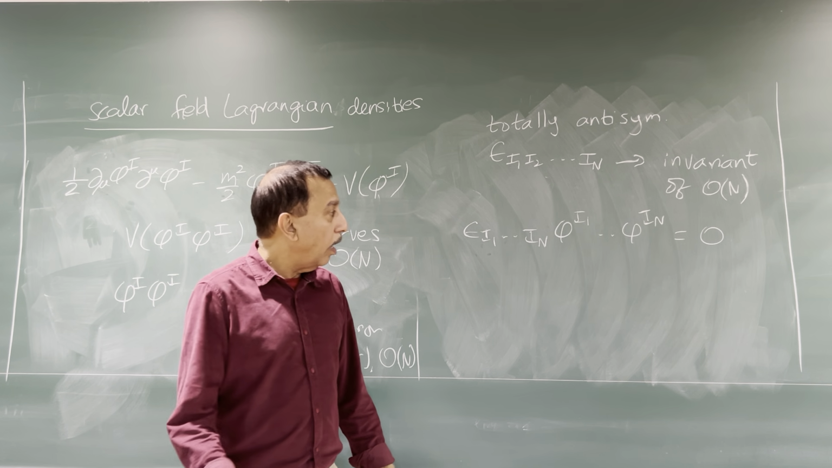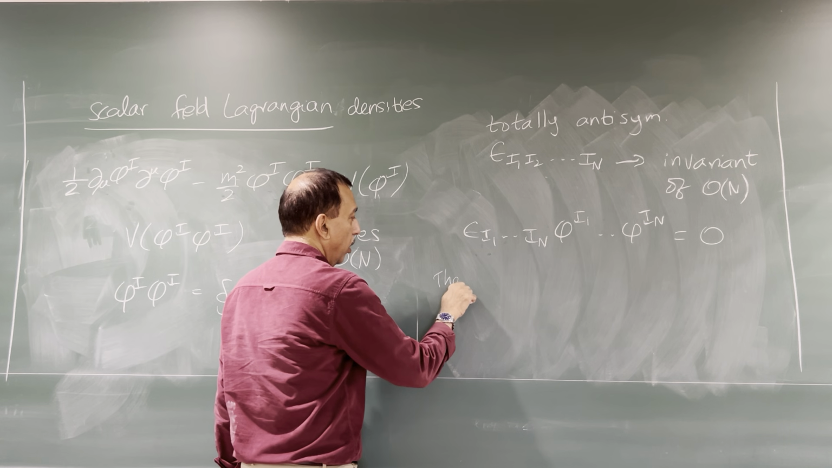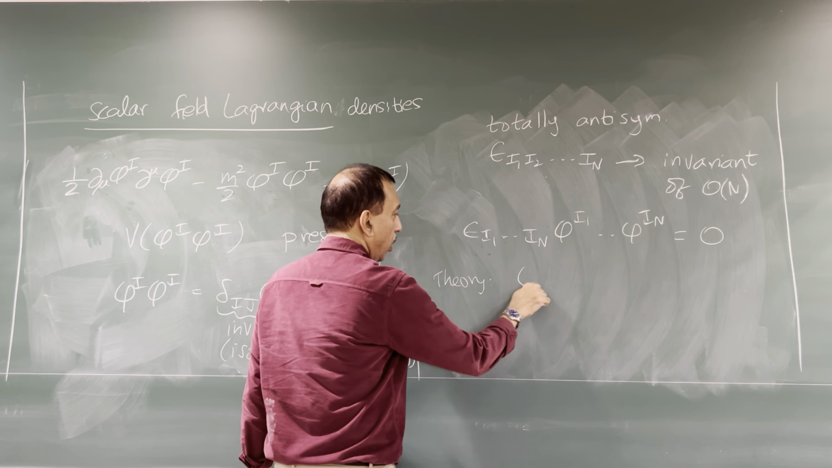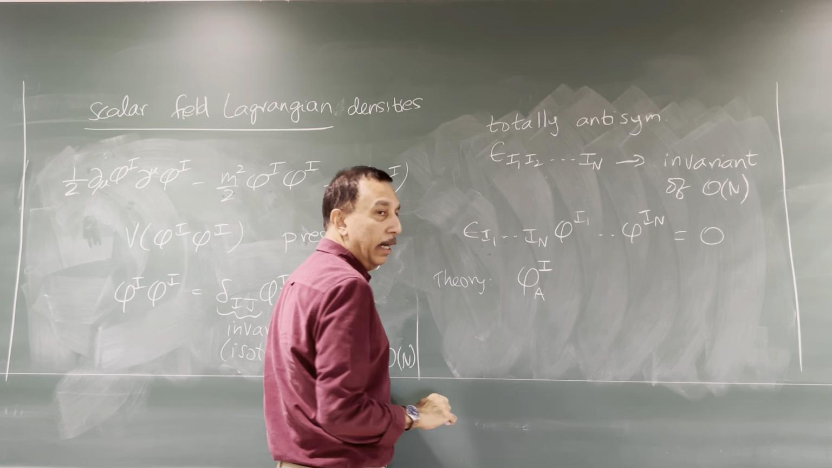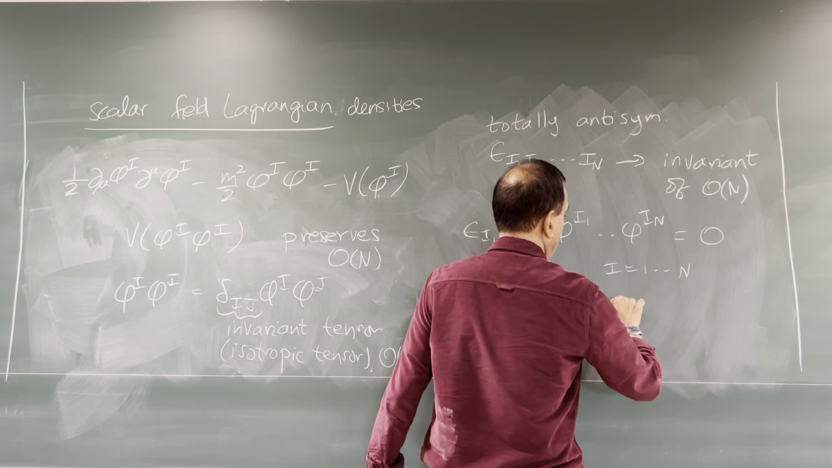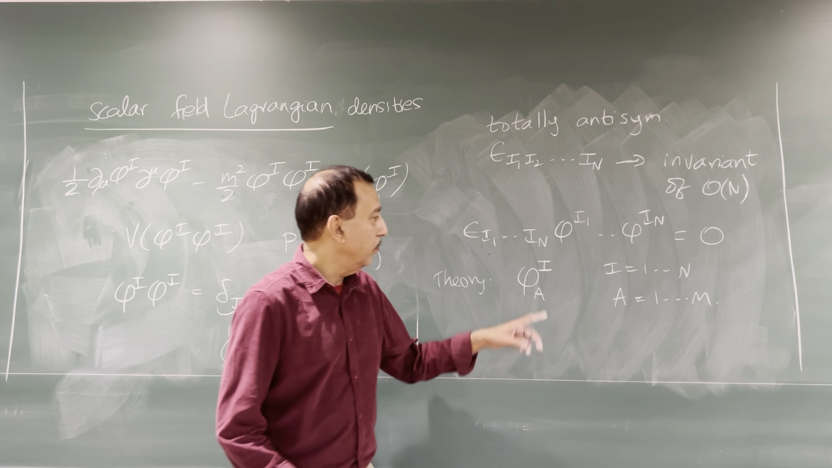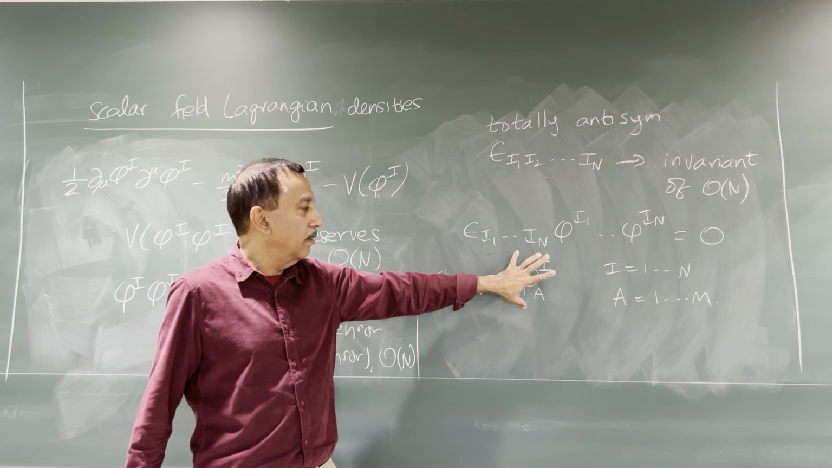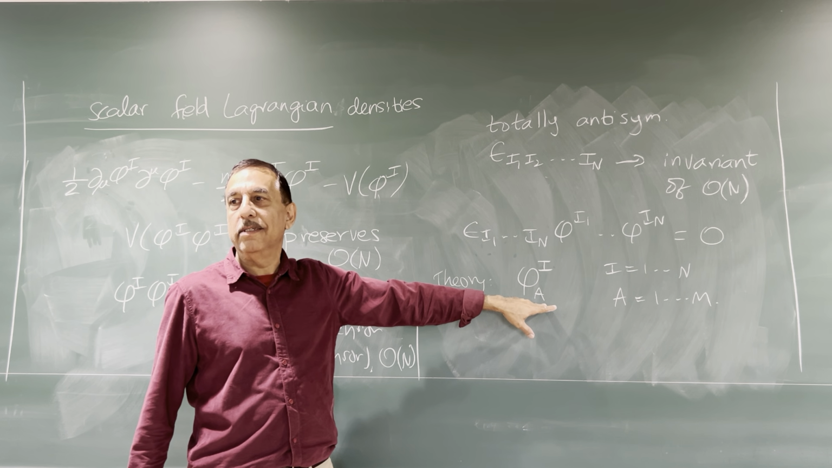But this leads us to more generalizations. You could have a theory where your phi has an upper index I and a lower index A, and I goes from 1 to n and A goes from 1 to m. But we give them different names. We say this is the vector index and these are O(N) vectors under this, but this one we'll call a species index.